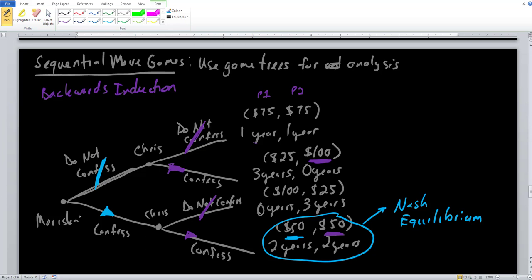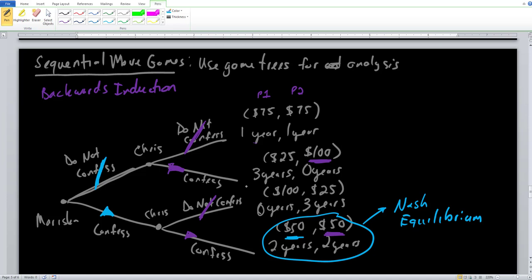Here, Mariska chooses confess, Chris chooses confess, they both get 2 years in prison, and the prisoner's dilemma is still actually going to hold. Once again, we use backwards induction in order to figure out what the Nash equilibrium is. You read the tree from right to left, and then you follow down the pathway. You prune off the branches where each player is not going to go down, and use arrows to show exactly what pathway they're going to be led to.